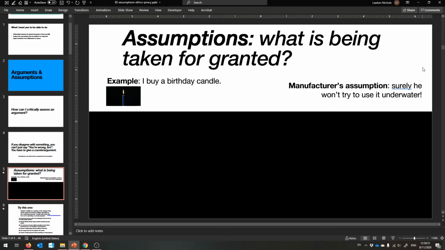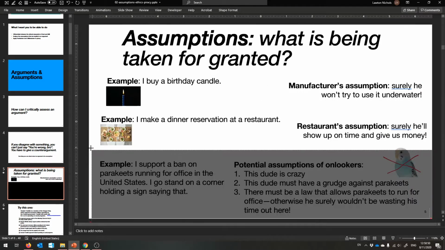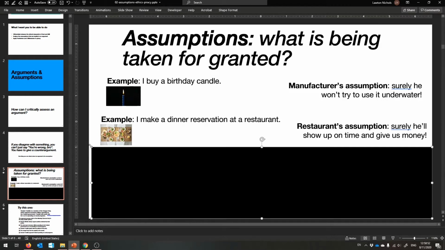Surely he's not going to take these candles into a pool underwater, use some kind of underwater blowtorch to try and light the thing. That just won't work. And so it would make no sense for me to go and sue the birthday candle manufacturer, because obviously my assumptions were wrong trying to use this underwater. Okay? So that's a silly assumption. Let's have some more. Well, this is a normal one, and then another silly one.